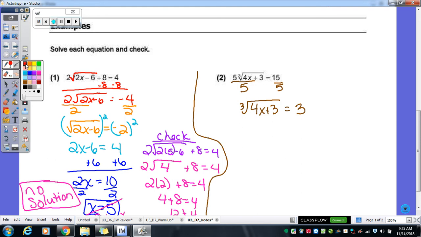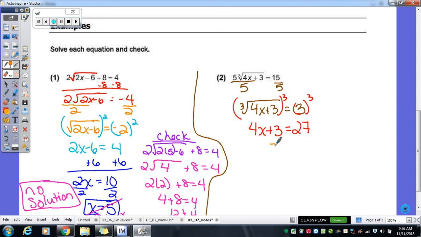This one is a cube root. Last one was a square root. This one is a cube root. So that means I'm going to raise both sides to the 3rd power. Whatever root it is, that is what the exponent's going to be. So left side of our equal sign, we now have 4x plus 3. We've knocked out that radical. Right side, what is 3 to the 3rd power? 27.